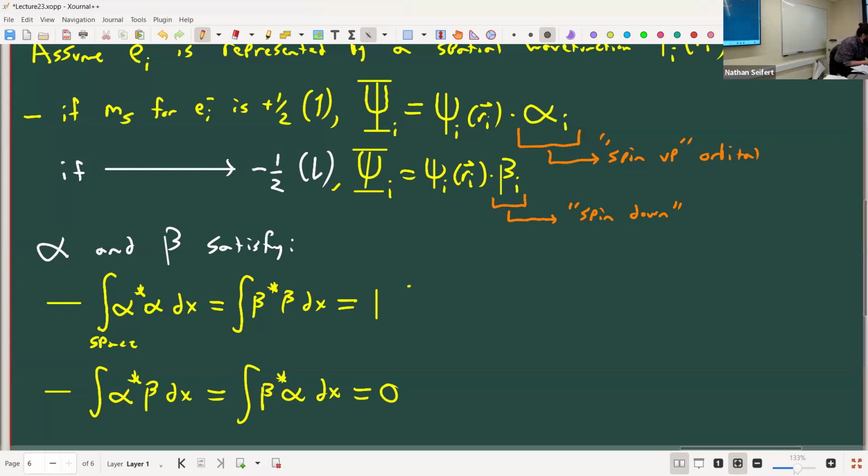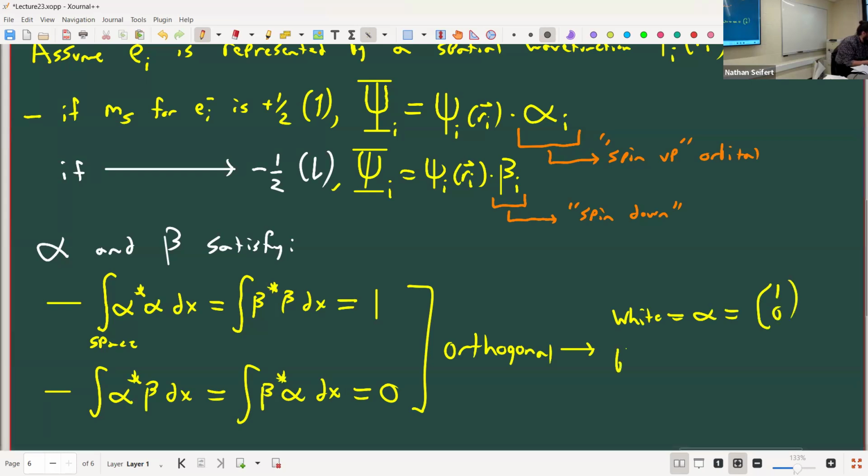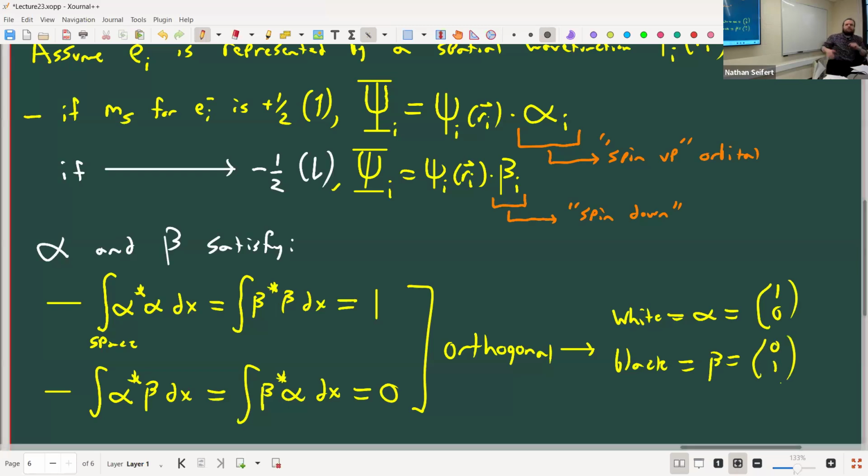So they're orthogonal. This is again just the color basis. This is the same thing as writing white, which is alpha, as (1, 0), and black, which is beta, as (0, 1). It's the same statement. All we're doing is appending our white and black labels to our electrons. So this is a white electron localized at r_i, and this is a black electron localized at r_i. None shall the twain meet.